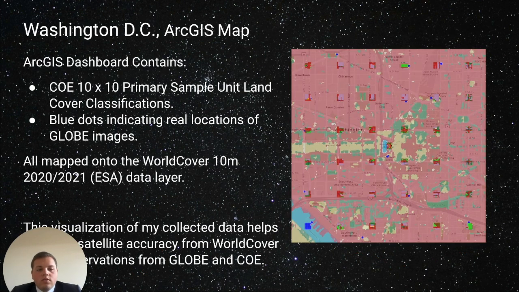We also created an ArcGIS map. On my map, I have the Collect Earth Online primary sample unit land cover classification points, and the blue dots, which indicate the real locations of the GLOBE images that I collected. And those are all mapped onto the WorldCover 10-meter data layer. This visualization of the collected data helps to compare satellite accuracy from WorldCover to our observations from GLOBE and Collect Earth Online.